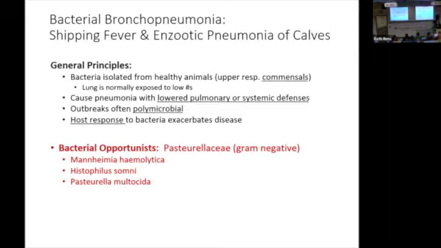Because the bacteria are not primary pathogens, they're commensals, the outbreaks are often polymicrobial. So if you culture these lungs, you'll get a mixed bag of intermediate pathogenicity stuff. You'll isolate potentially these common pathogens, but there's a lot of stuff in there. And then the host response to bacteria exacerbates disease. So these guys usually produce a pretty florid immune response once they're actually in the lungs. So lots of pus, lots of necrosis, lots of fibrin. So they're very destructive, and most of them are gram negatives. So sepsis is an option.